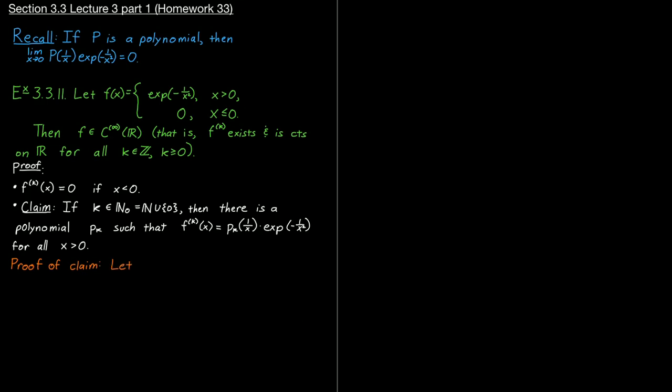And then here is how we prove our claim. Let's let p naught of x be the polynomial 1. So with this value of p naught, the claim is true by definition of f for k equals 0. Now let's suppose the claim is true for some k.